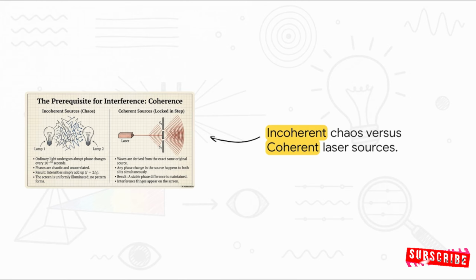Think about how sound waves behave near kitchen appliances. If you turn on a blender, a microwave, and a dishwasher all at the same time, you definitely don't get a beautiful symphony. You just get loud, incoherent, chaotic noise. Regular light bulbs are exactly like those noisy appliances, but a coherent source, like those common laser pointer experiments you might have seen, is perfectly locked in step, creating beautiful, predictable wave patterns.